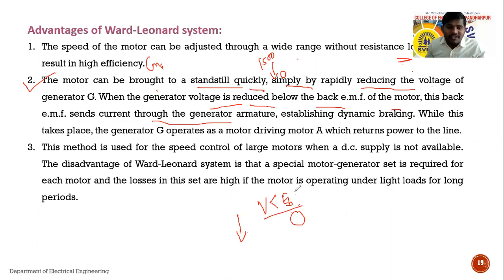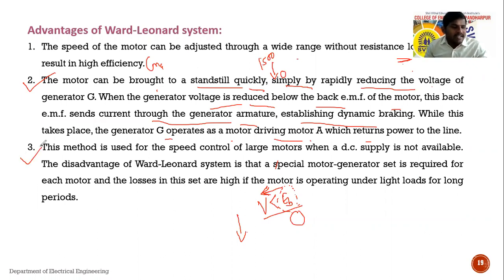in that situation, due to more back EMF, it will produce some current and this current will be fed to the supply line. That means establishing a dynamic braking. While this takes place, the generator G operates as a motor driven by the driving motor, which returns power to the line. It will feed the power back into the line. Okay, so this is another advantage.